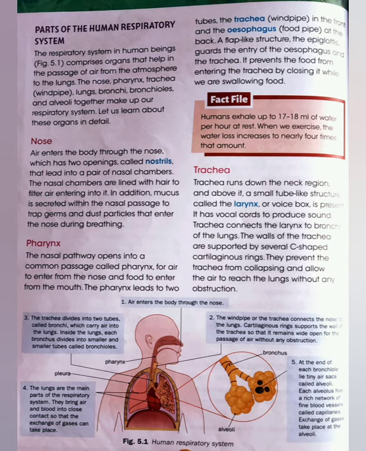Next is the pharynx. The pharynx is the common passage through which air as well as food passes. Then it divides into two tubes. The first is the trachea, also called windpipe, in the front, and the next one at the back is the esophagus, that is food pipe. Now the question is, if the pharynx is the common passage for both food and air, then why doesn't the food enter our windpipe? Because of the presence of the epiglottis. It is a flap-like structure that guards the entry of the esophagus and the trachea. It prevents food from entering the trachea by closing it while we are swallowing food.